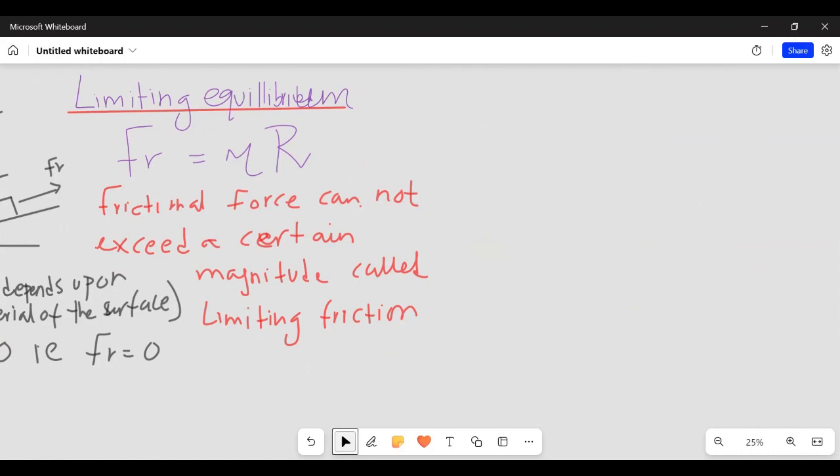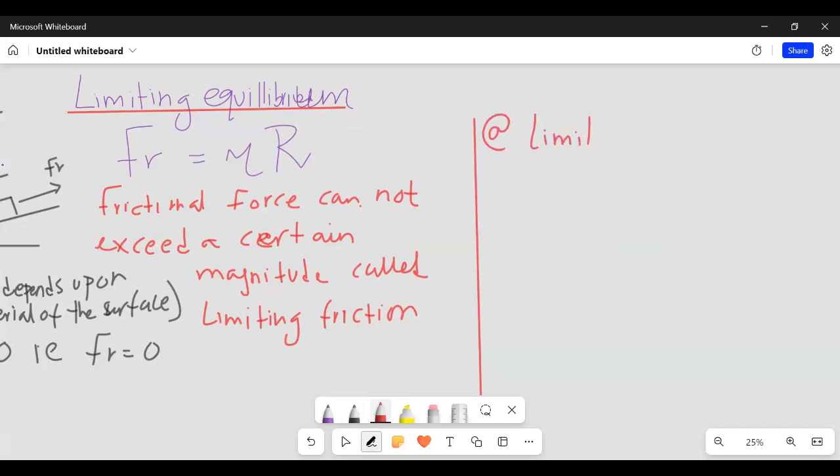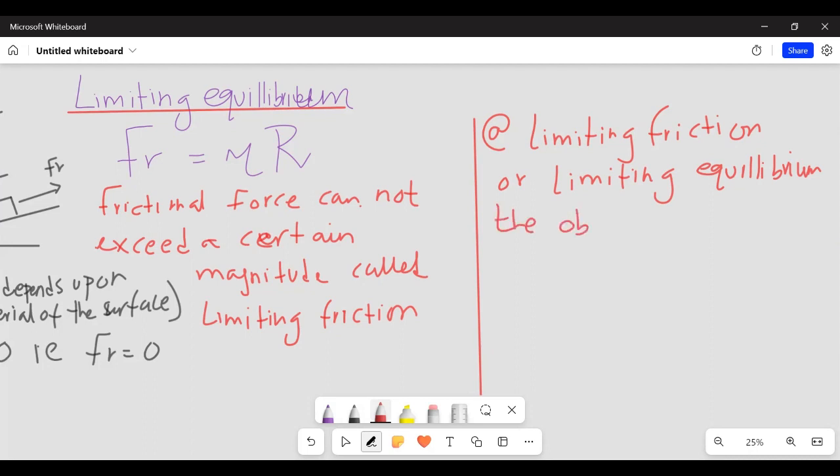At the limiting friction or limiting equilibrium, they're almost similar, the object is about to move. And friction is equal to μR.